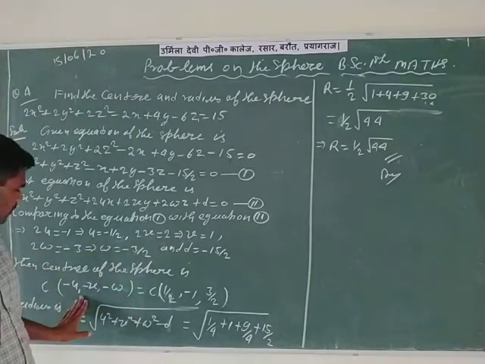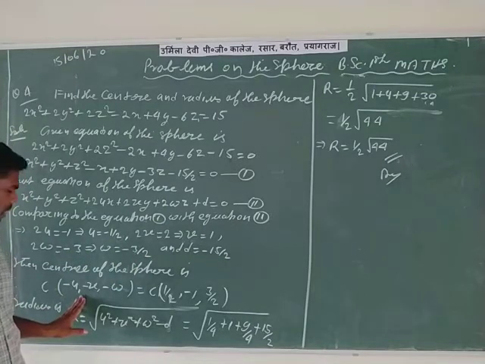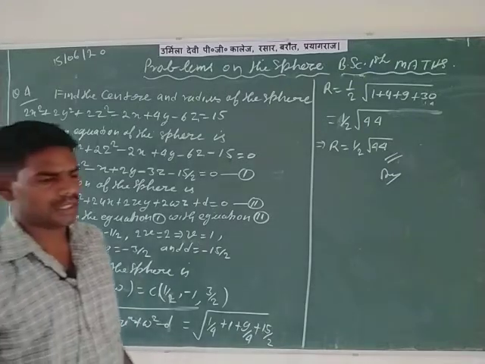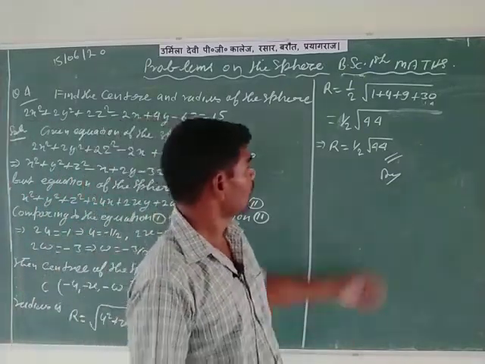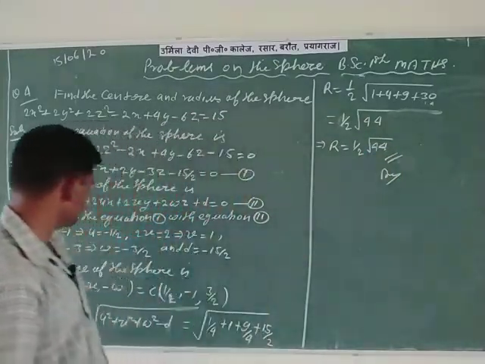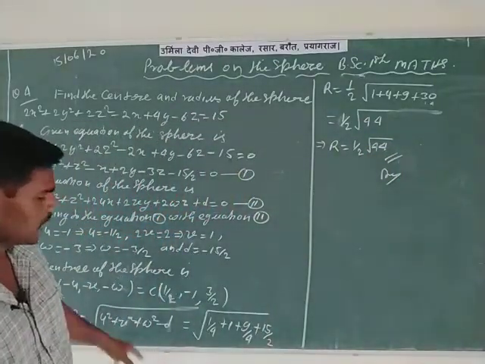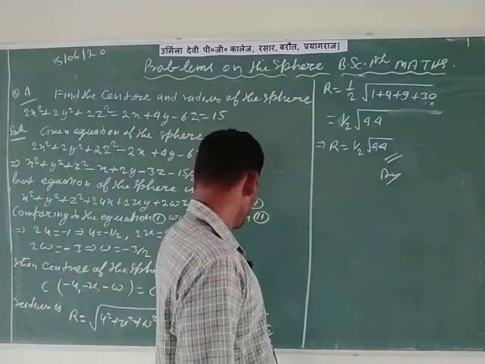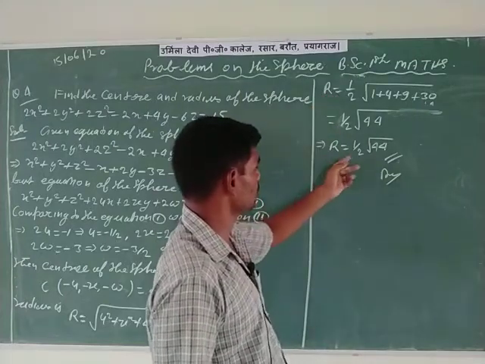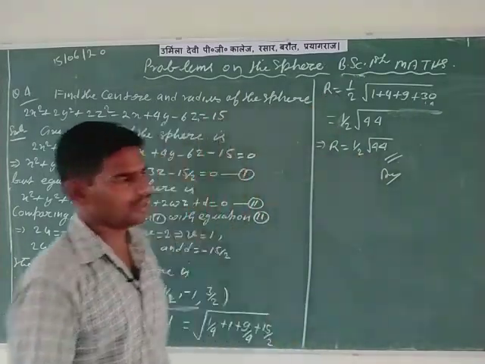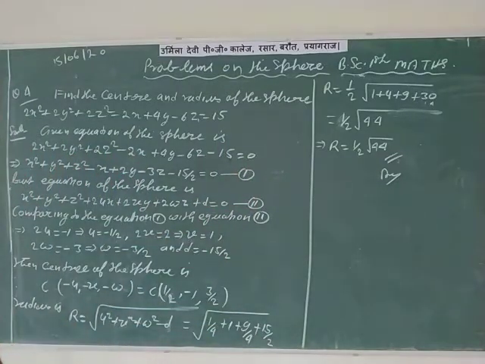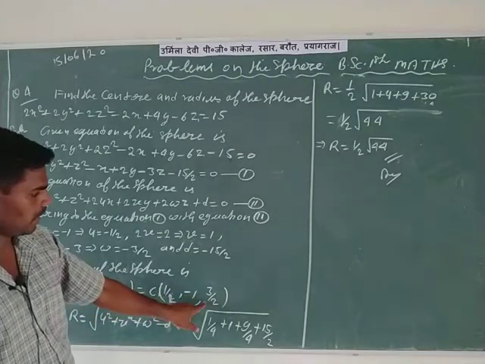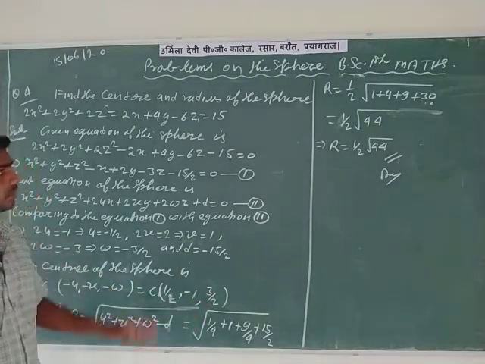So by the formula, the center is denoted by minus u, minus v, minus w. Putting the values of u, v, w, the center is clear. And after this, the formula of radius is under root u square plus v square plus w square minus d. Putting all the values from the second and first equations and simplifying, R is equal to 1 by 2 times under root 44. So the radius is 1 by 2 times under root 44 and the center is 1 by 2, minus 1 and 3 by 2. It's clear. That is the solution of the third question.